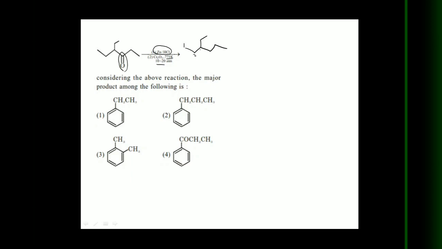So here 1, 2, 3, 4, 5, 6. So here the first and 6th carbons are combined and we got the benzene ring. But here on the, suppose let us say, third carbon, in this case there is an ethyl group. Okay. So we got ethyl benzene as the product, ethyl benzene as the product in this reaction.